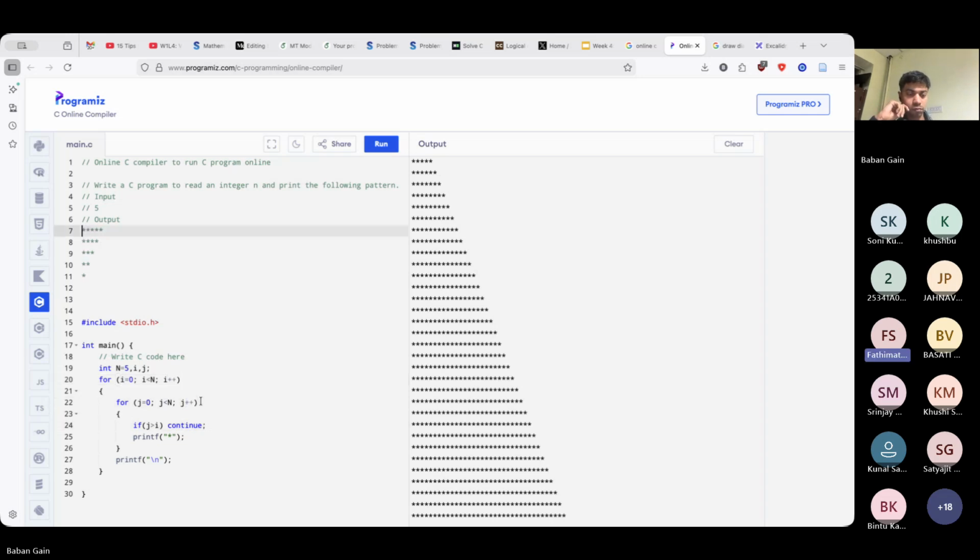Initializing I value n. Okay, that can be another way. I equal to n. Then I minus minus, okay, and what is the condition? I less than n or what? J should be less than I. Okay.